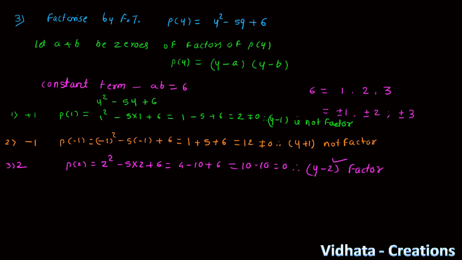Let's check for another, for minus 2. If you take minus 2, then p of minus 2 is equal to minus 2 square minus 5 into minus 2 plus 6. What will be the answer? That will give you minus 2 square, which is 4, plus 10, and plus 6. The answer is 6 plus 4 is 10, 10 plus 10 is 20, and is not equal to 0. Therefore, y plus 2 is not a factor.